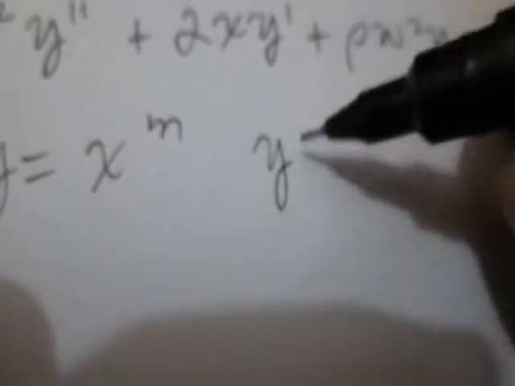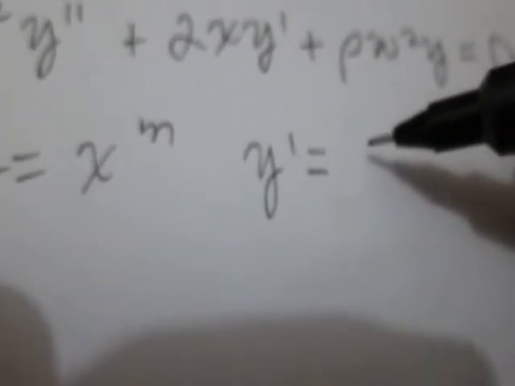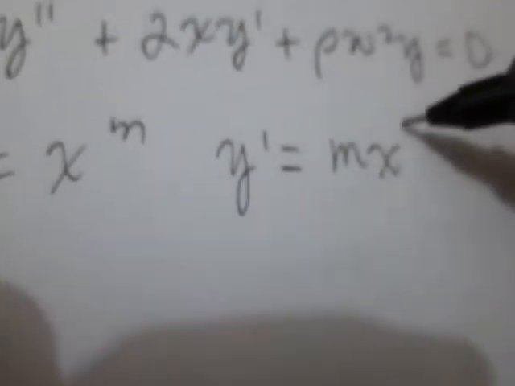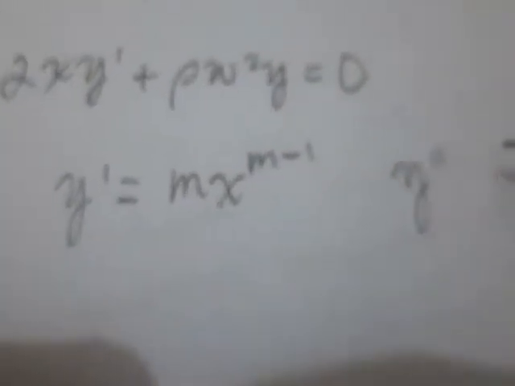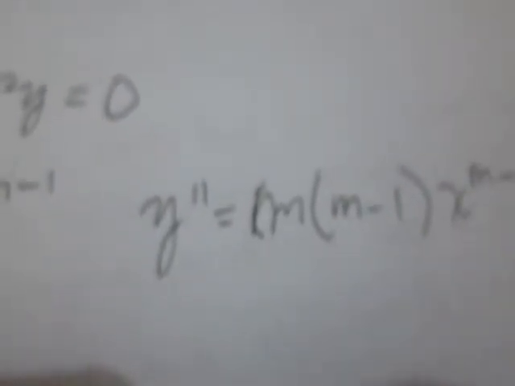Then in order to solve this equation, we have to get the solutions of the auxiliary equation. And in getting the auxiliary equation, we have to let y equal x to the power of m, and we have y prime equal to m x to the power of m minus 1, and our second derivative of y, which is m times m minus 1 times x to the power of m minus 2.